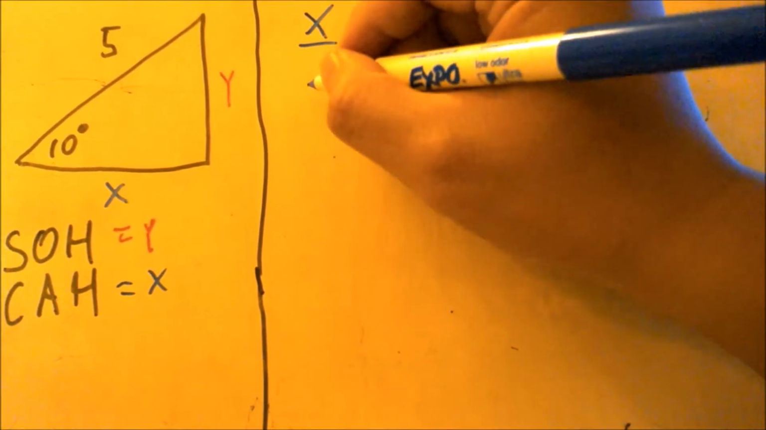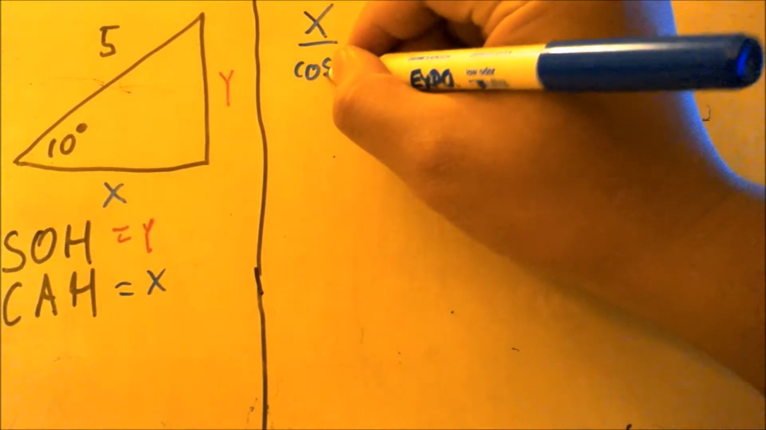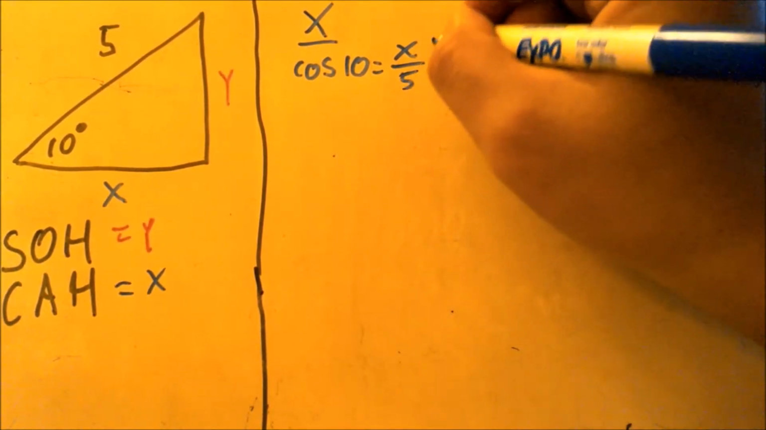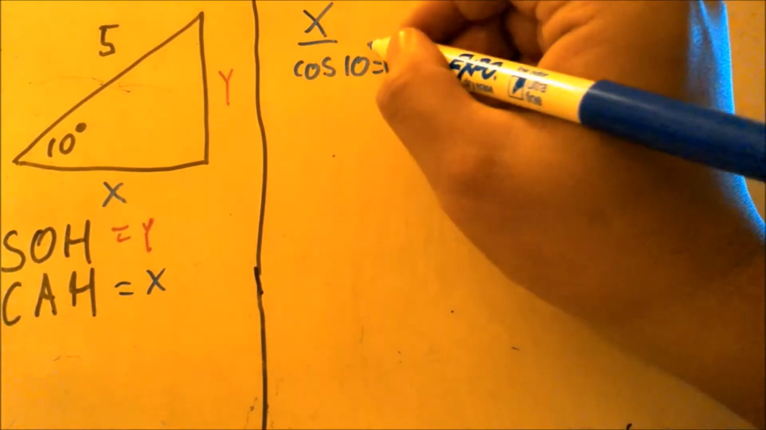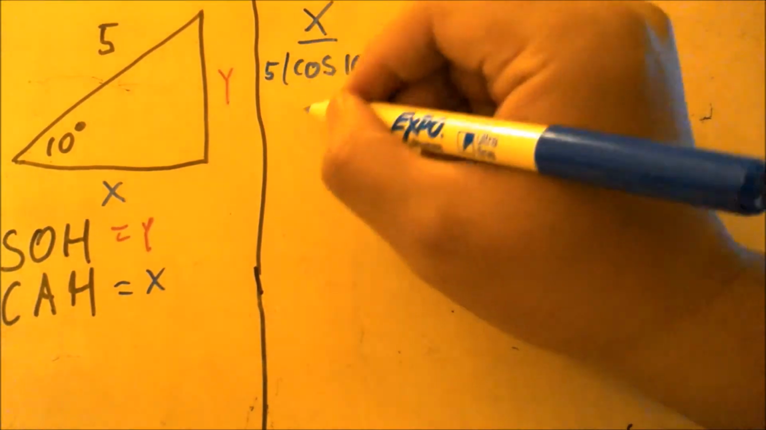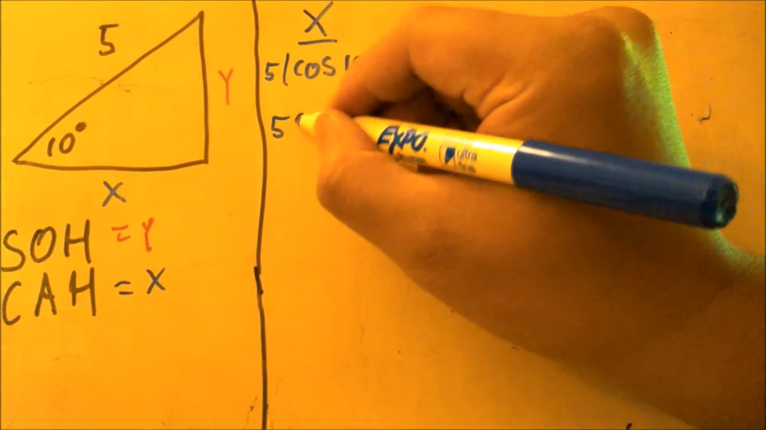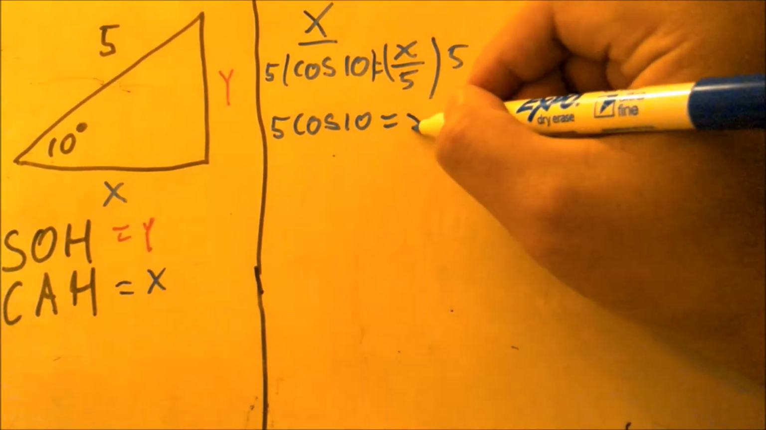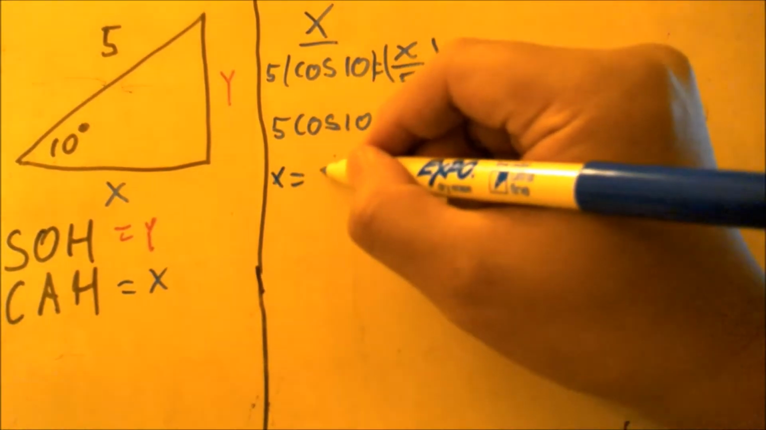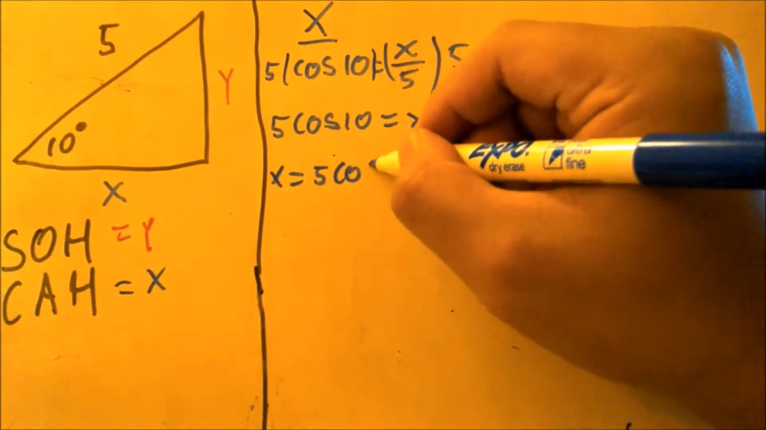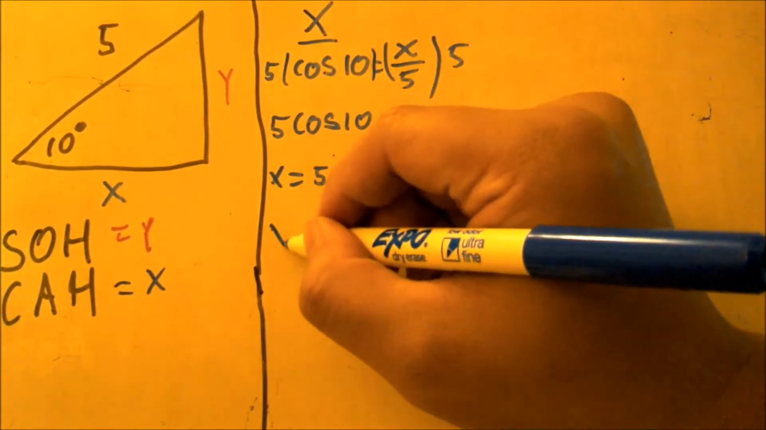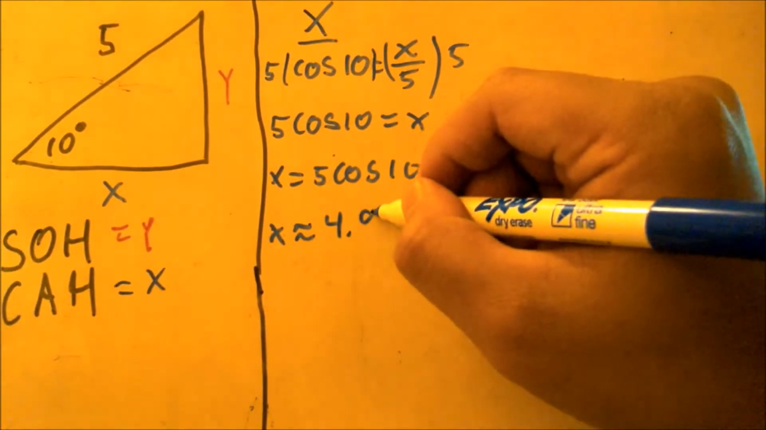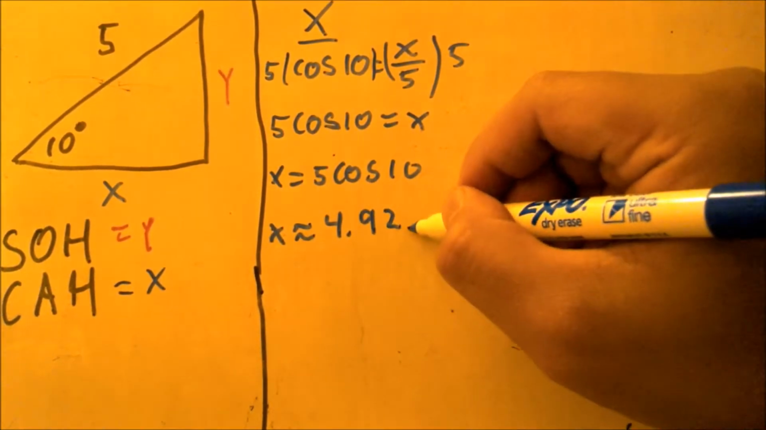So we have cosine 10 is equal to x over 5. Multiply both sides by 5. We get 5 cosine 10 is equal to x. Rearrange that so it's better to see. x is equal to 5 cosine 10. And if we multiply them, we get x is about 4.92 meters per second.